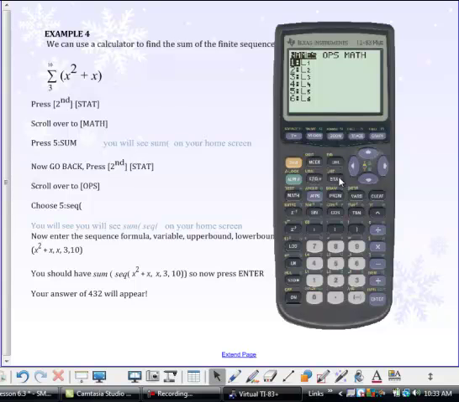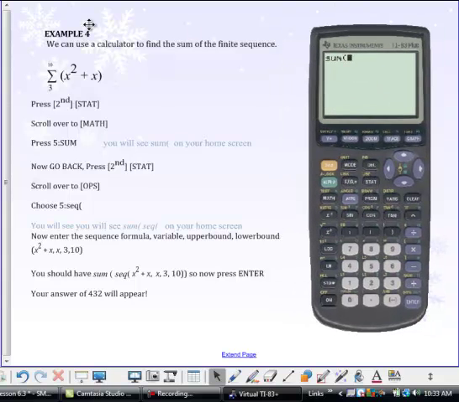We're going to scroll over to math. And if you see down there, choice 5 says sum, because that's what we're doing. We're adding up. That's what the big E stood for, right? Let's point that out. Here we go. The big E right there means to add up, so that's why I chose sum.